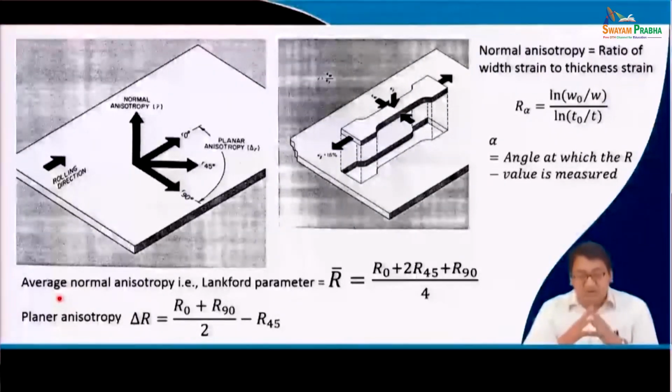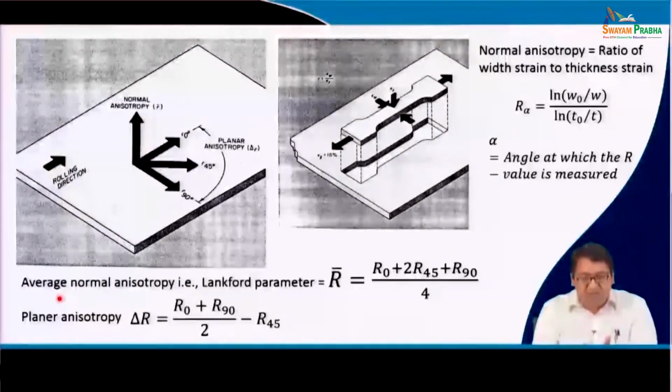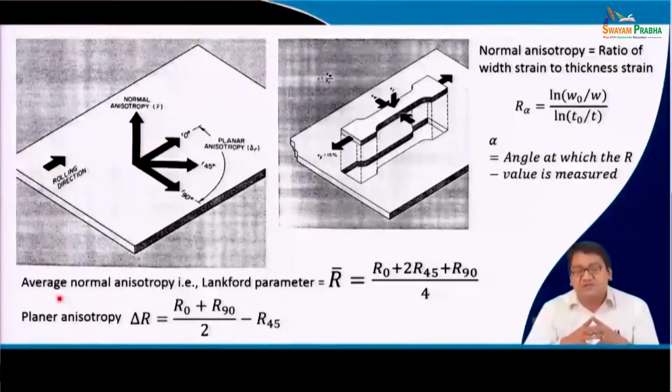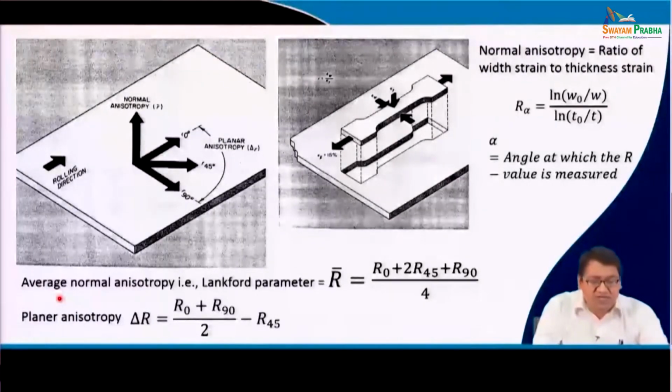And this is very important, because if we have a large difference in the normal anisotropy at different directions, then there will be a good deep drawing ability, but there will be a formation of ears and faces in it. And therefore, if there is a formation of ears and faces, then the deep drawing operation is not a good deep drawing operation. So, we have to have a lower value of delta R, which should be near to 0.